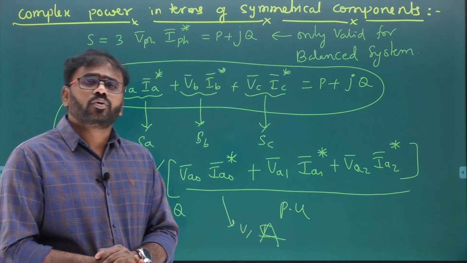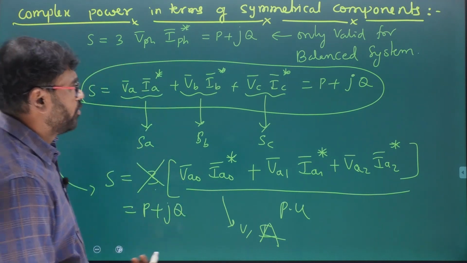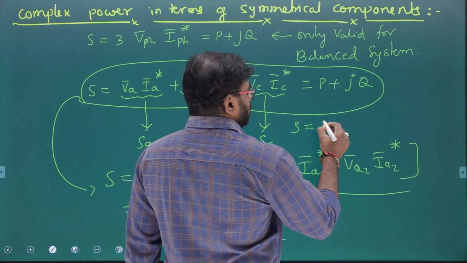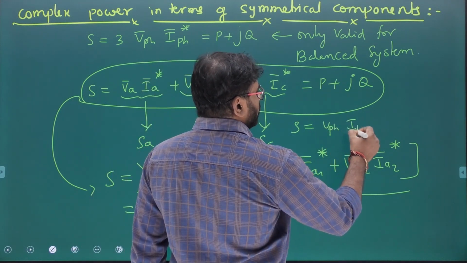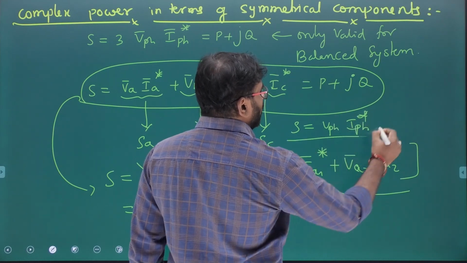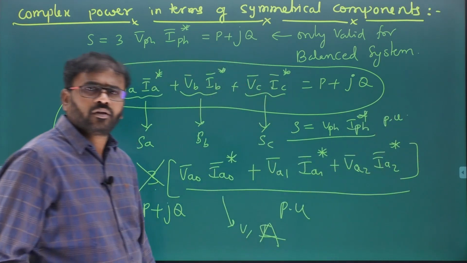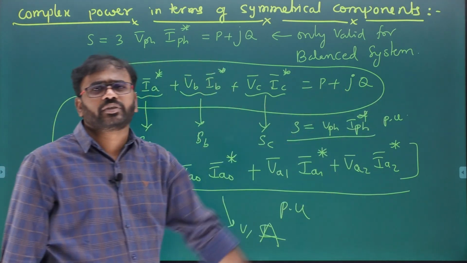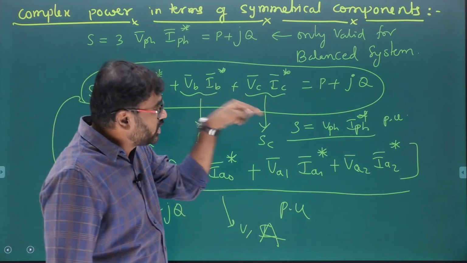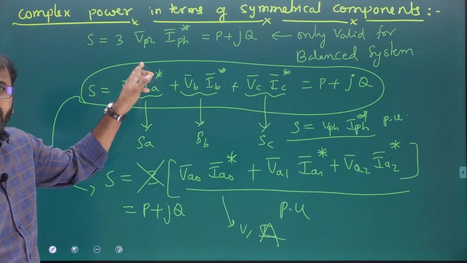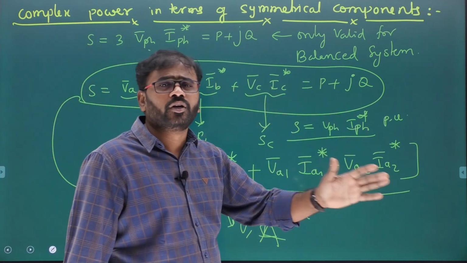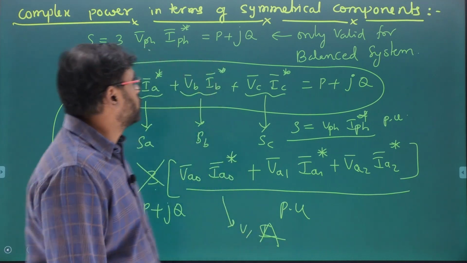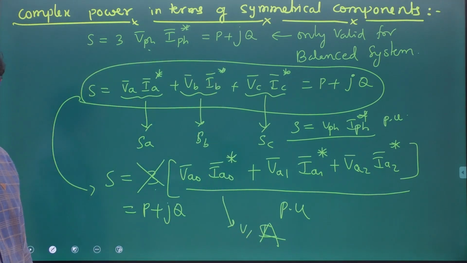So even for complex power, when you write for a balanced system, for example, V phase into I phase conjugate. Why V phase into I phase conjugate? This is in per unit, so the 3 factor will not come. V phase is per unit, I phase is per unit. So V phase into I phase conjugate is the complex power in per unit for 3 phase. But the 3 is for absolute. By default it is absolute, but when you are dealing with the per unit system, you should be very, very careful. So that's about the symmetrical components.